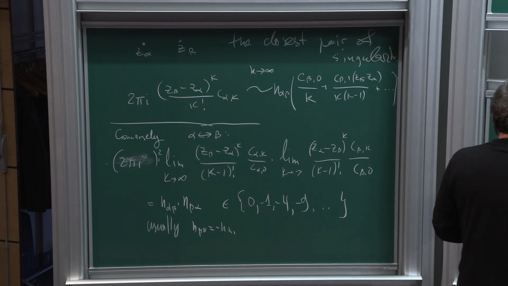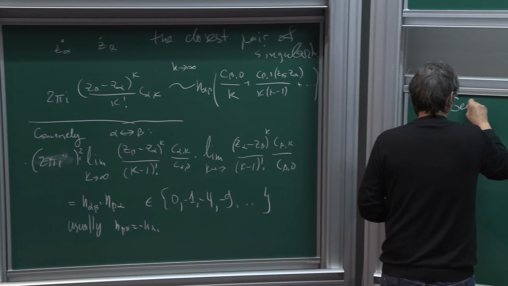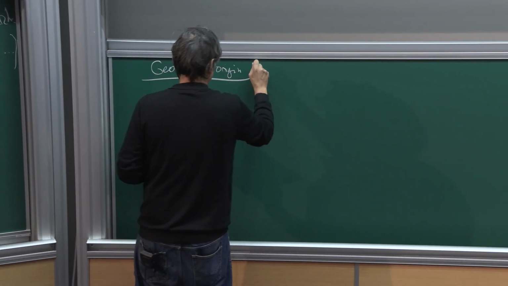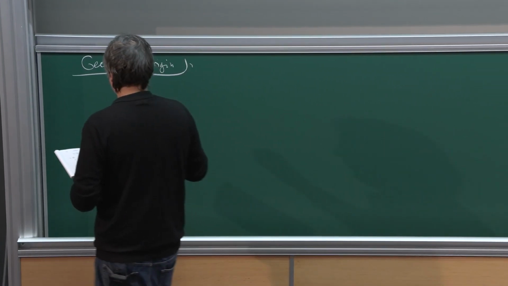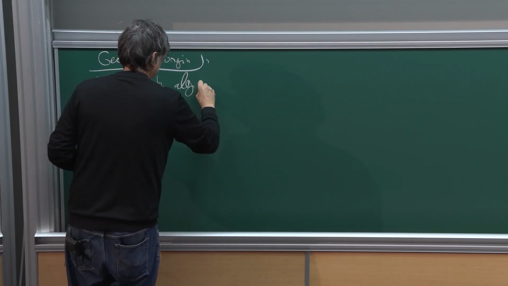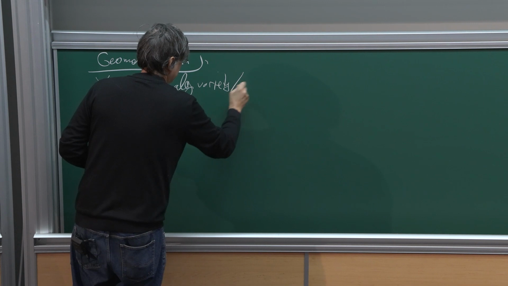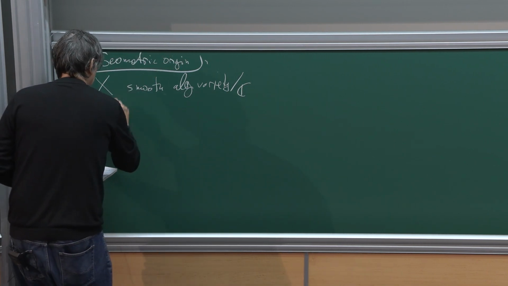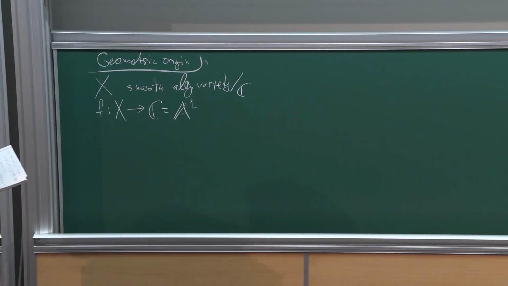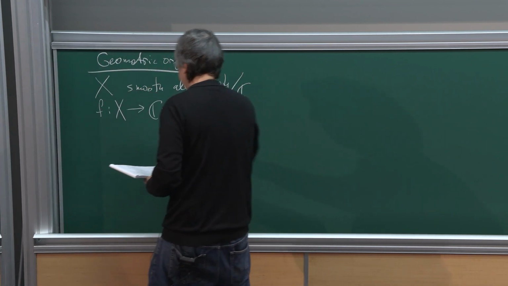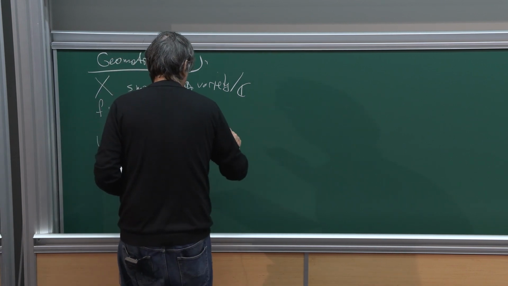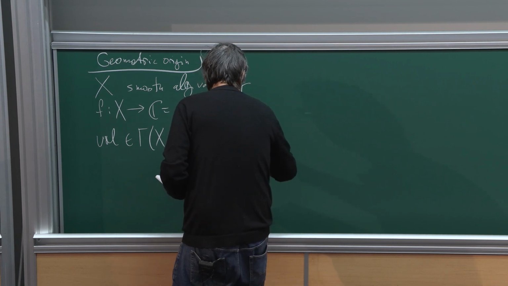Okay. So what is the geometric origin of such a structure? It's very simple. Suppose you have, let's start with a smooth algebraic variety X over the complex numbers, and we get a function, a polynomial function f to A^1, and we get a volume element: a top degree holomorphic, algebraic top degree form, where n is the dimension of X.